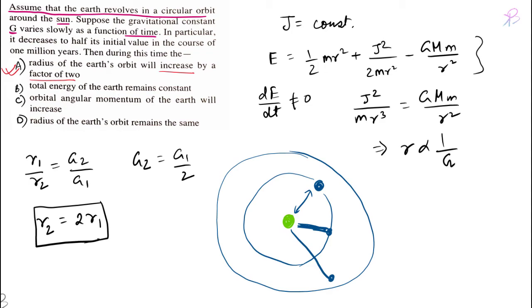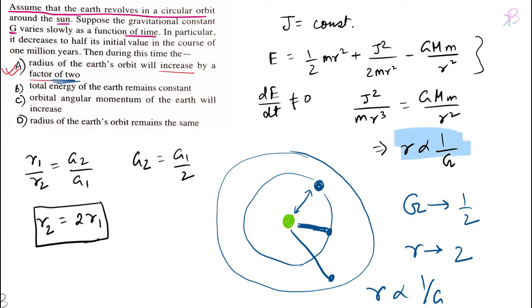So one takeaway is that the radius will increase. Now whether the radius will increase by a factor of 2 or not, that you need to calculate. For solving MCQ problems, just remember that if the value of G decreases by 2, then the radius will increase by 2. So basically R is proportional to 1 by G, as you can see, we have done it here. Okay, so this is how you solve this kind of a problem.